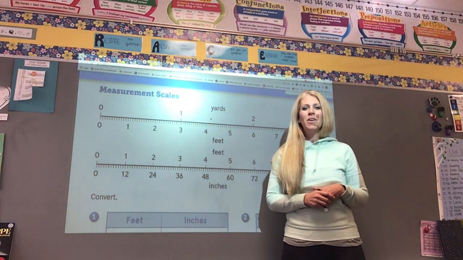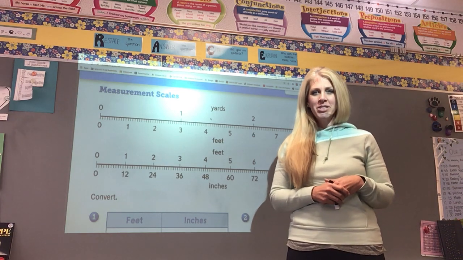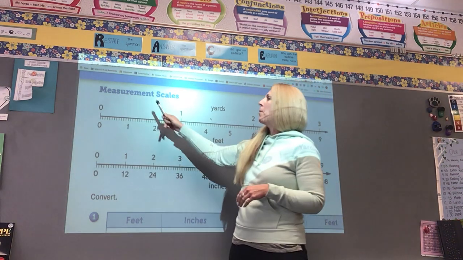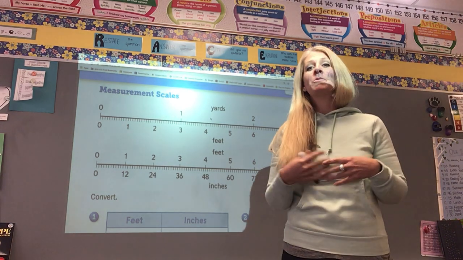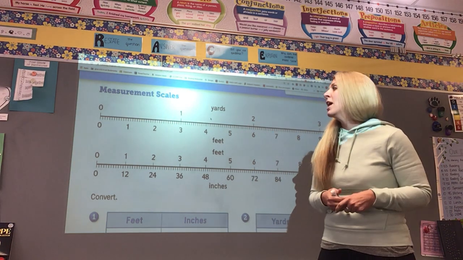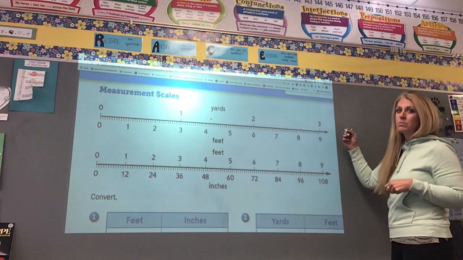Hello guys, welcome. We are getting ready to look at lesson 110 in math today, and this one is all about measurement scales. So we're going to be looking at some terms and some comparisons of numbers and how we measure things. So we're going to look at three things in particular.